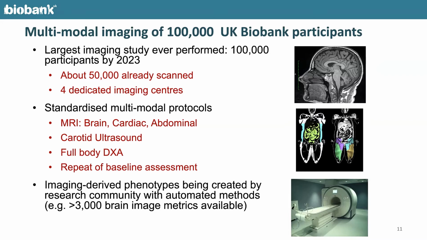But we're also working with an external community of researchers who are generating what we call image-derived phenotypes. So, turning those raw imaging scans into measures that researchers can more easily use as covariates within their research, such as brain volume measures and similar. There are already around 3,000 brain measures available today, and other measures now appearing in cardiac and other modalities.